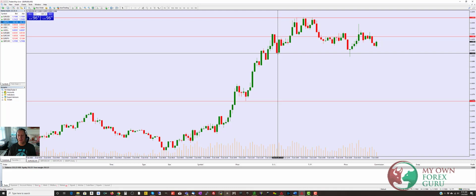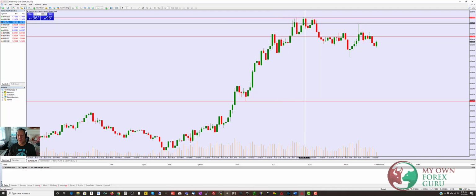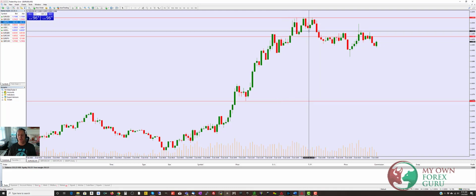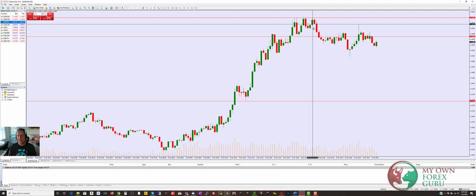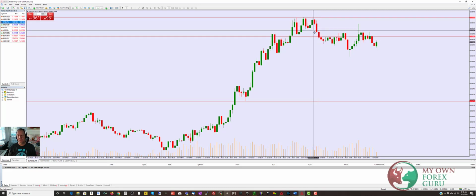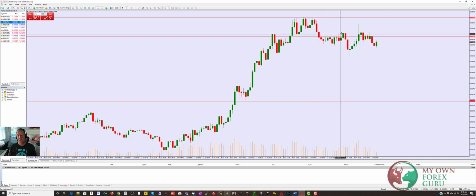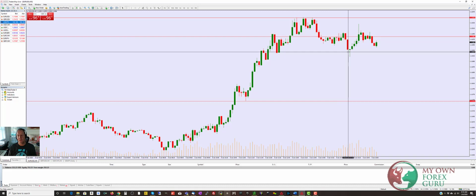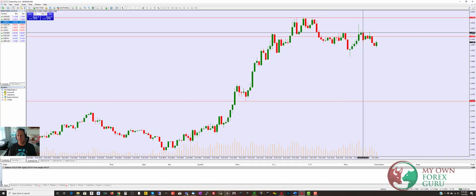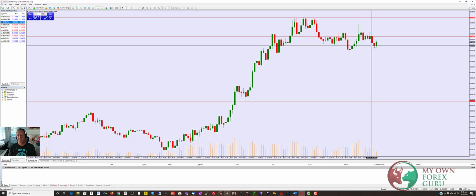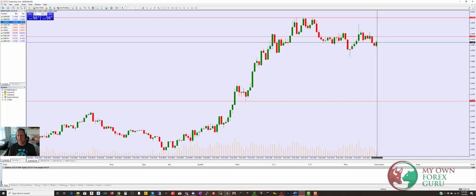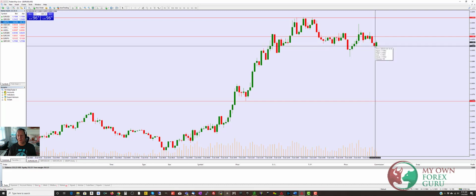A higher high, higher low, higher high, higher low, higher high, higher low, lower high, lower low, right? Pattern changed. Lower high, lower low. And here we have a double top. And we don't have a lower low. It failed, if this candle sticks, right?